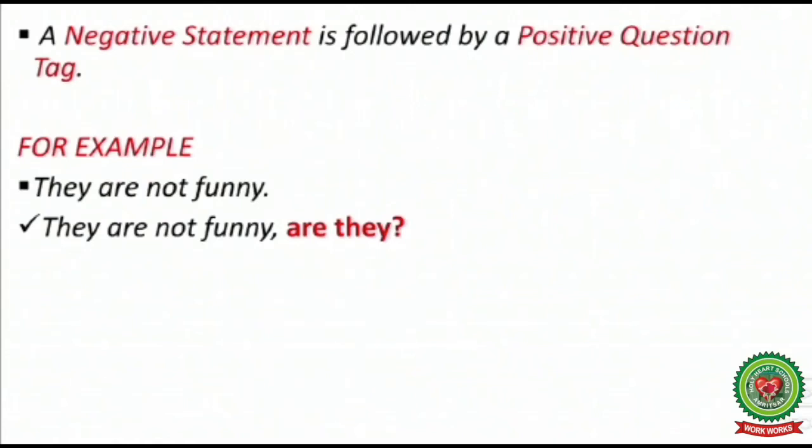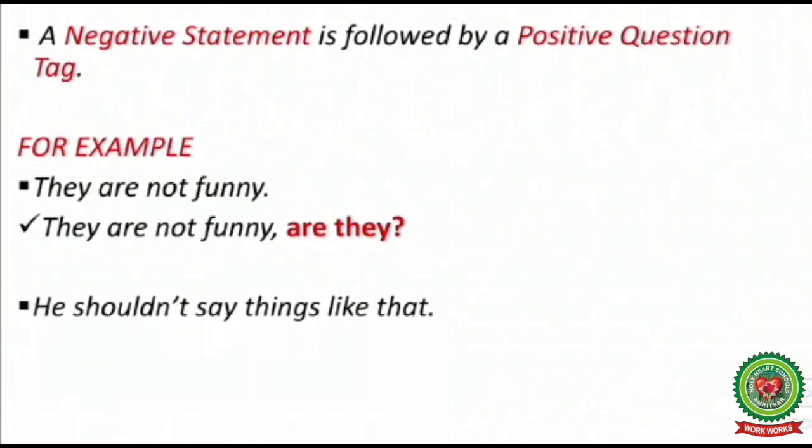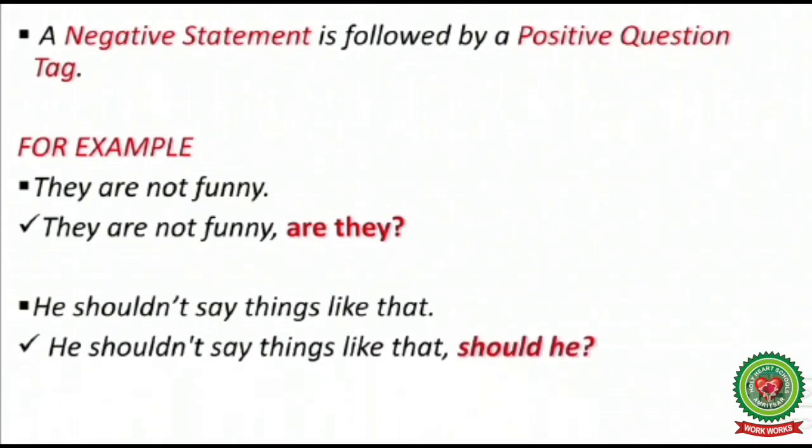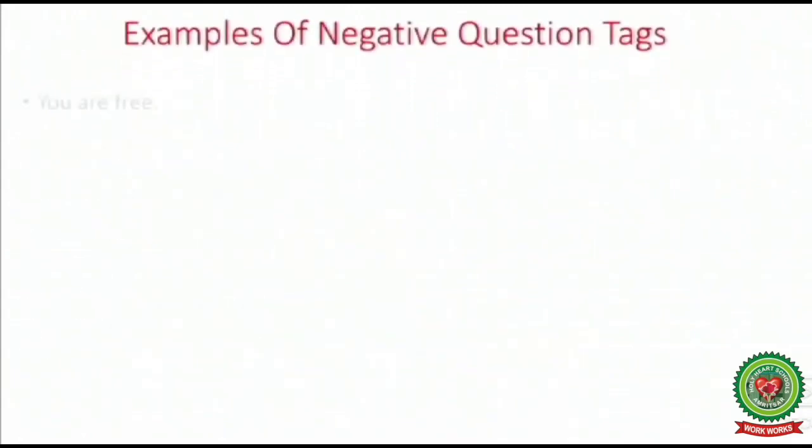Let us take one more example. He shouldn't say things like that. We will take helping verb from the sentence itself. So shouldn't becomes should they. Full stop changes to comma. We will use the pronoun he, and at the end of the statement, yes, we add a question mark. So our answer will be, he shouldn't say things like that, should he? Let us have a look at more examples of negative question tags.